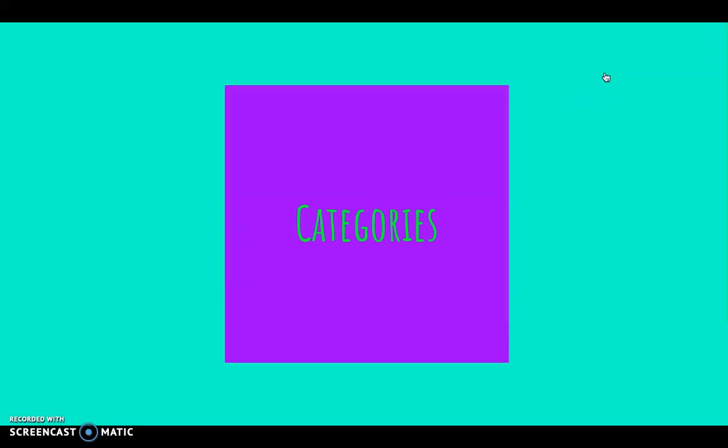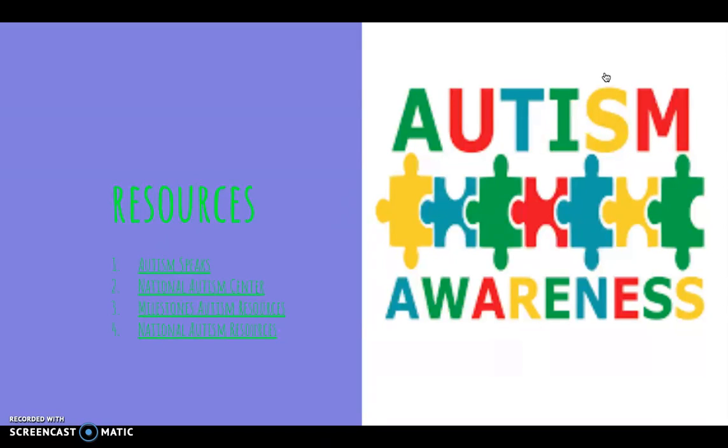Different categories of exceptionalities. First one is autism. Autism is defined as a developmental disability that significantly affects verbal and nonverbal communication, as well as social interactions. It's usually evident before the age of 3, and it adversely affects the child's educational performance.